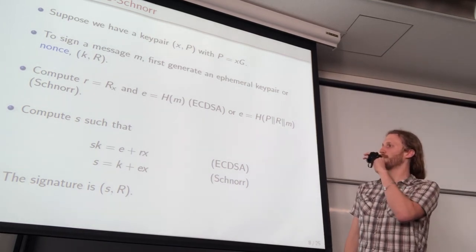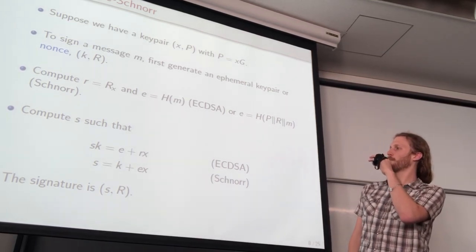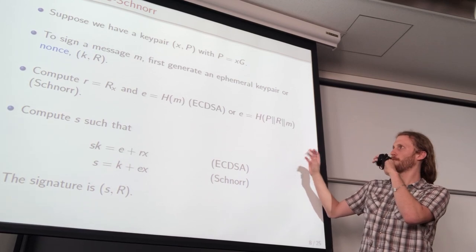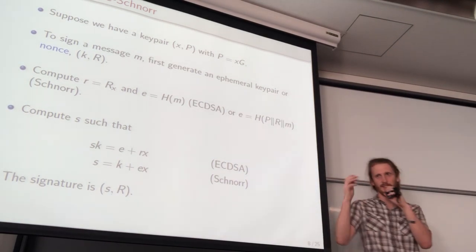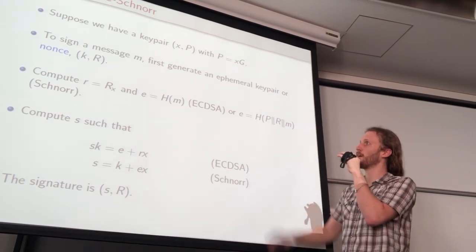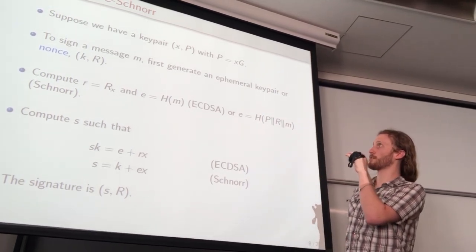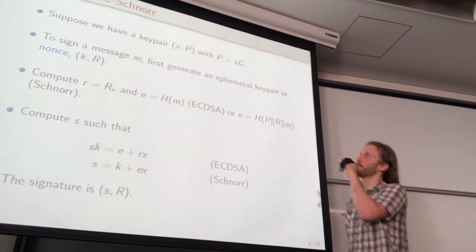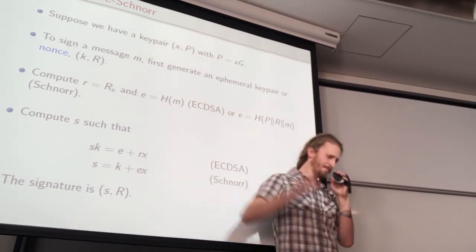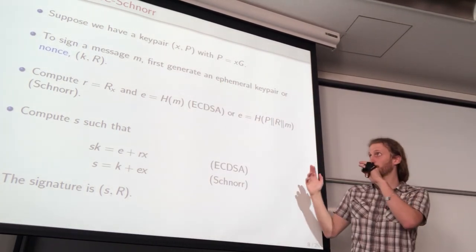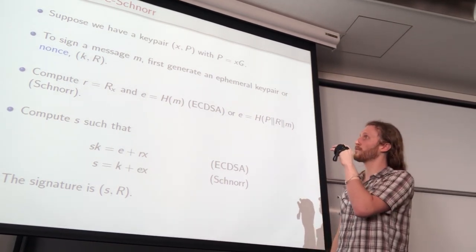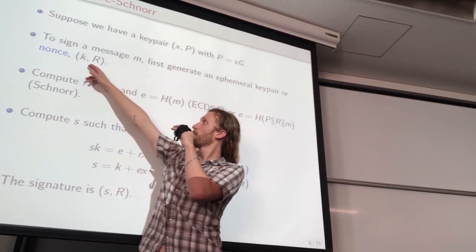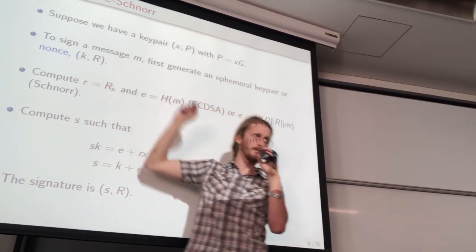If you remember from my first slide, we have this mapping from secret keys to public keys that has all these nice algebraic properties. We're going to exploit these to produce digital signatures. We're going to assume we have a key pair, X and P. I'm going to be consistent about using X for secret keys and P for public keys, and K for secret nonces and R for public nonces.